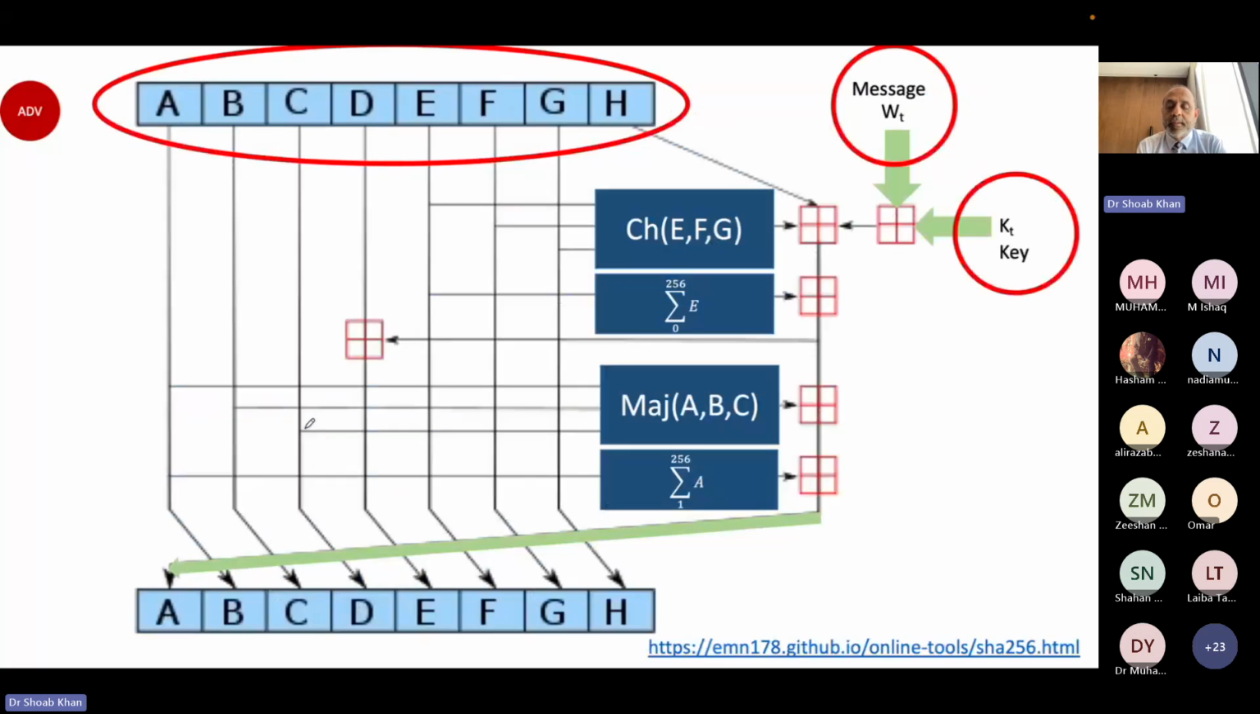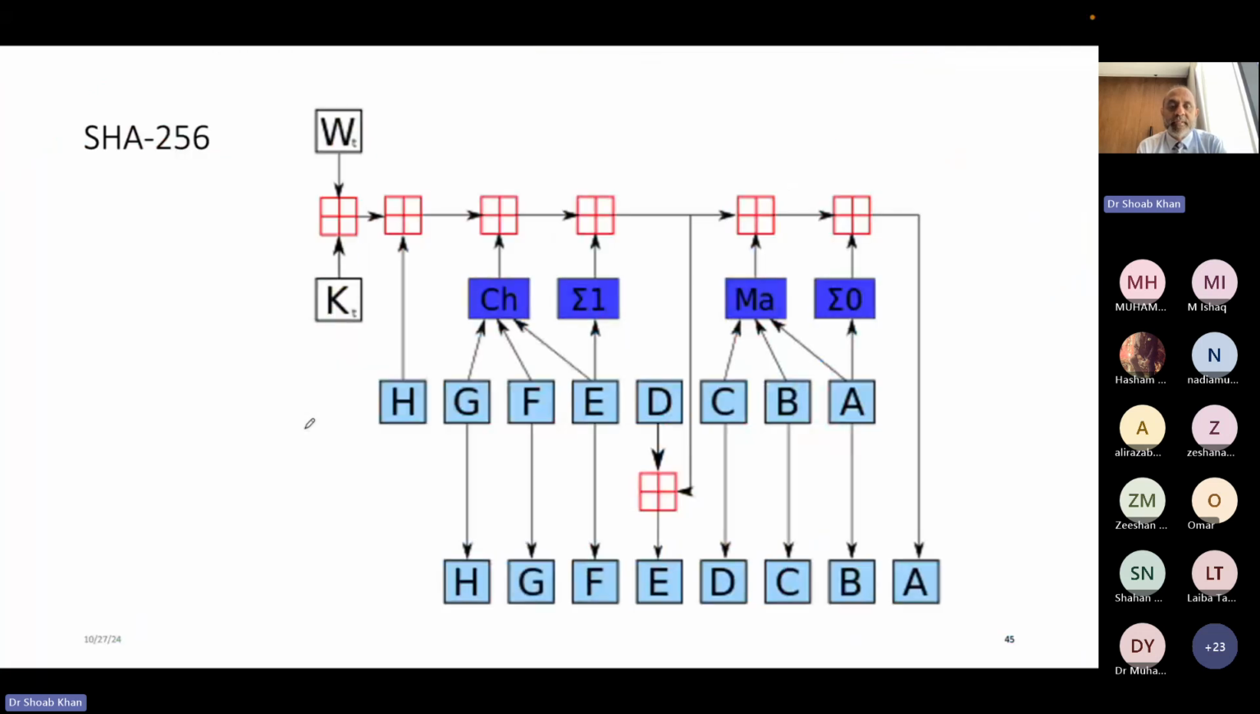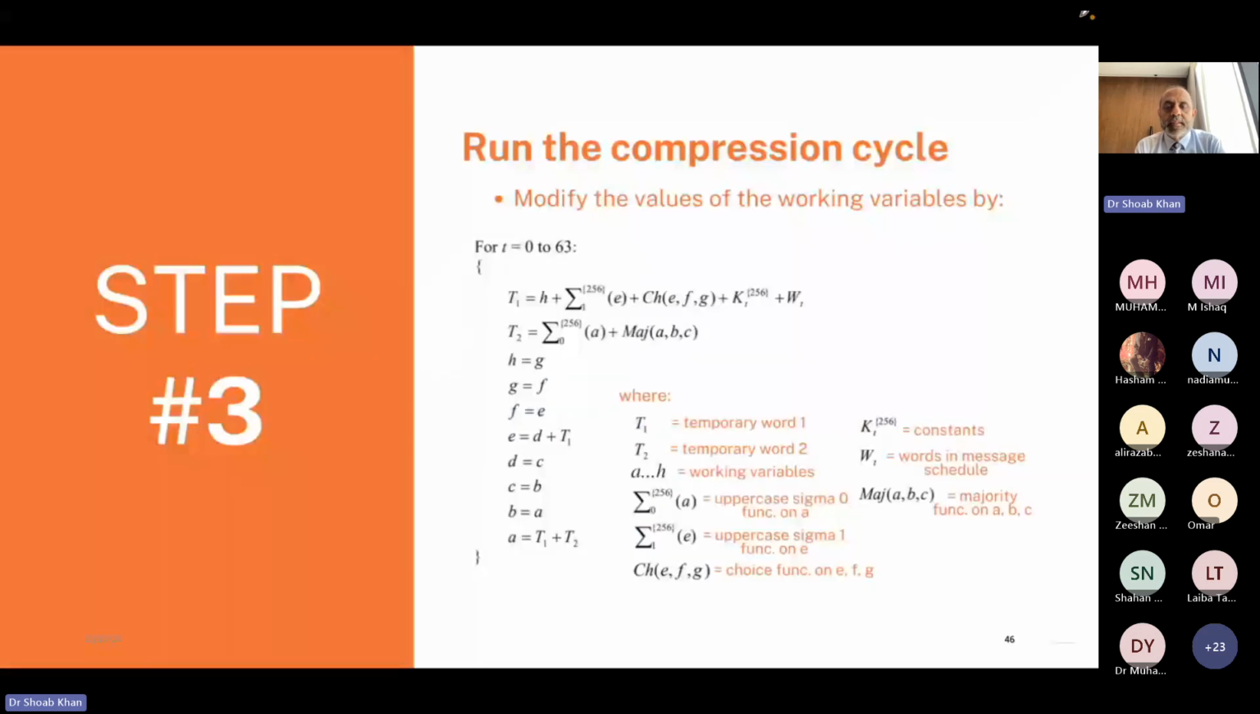So this is something that we are going to develop an architecture for. SHA-256 has functions called choice, sigma 1, sigma 0, and a majority function. And this is how it looked. So this is how the algorithm works. It is because a block has 64 32-bit words.